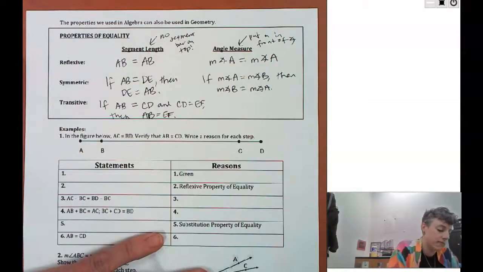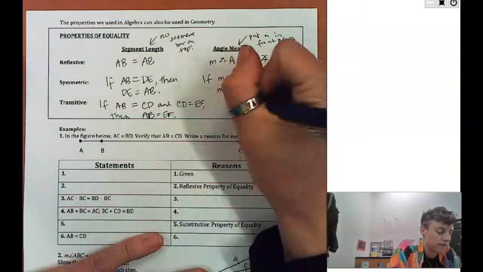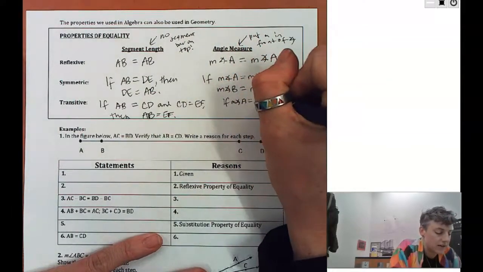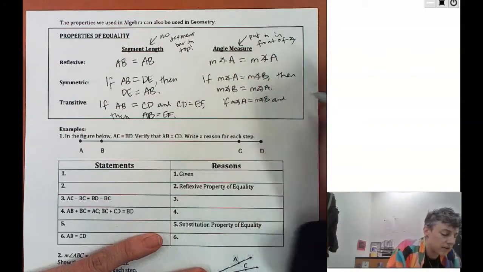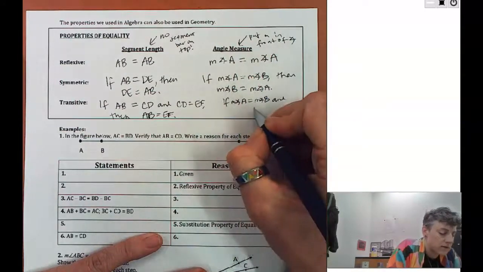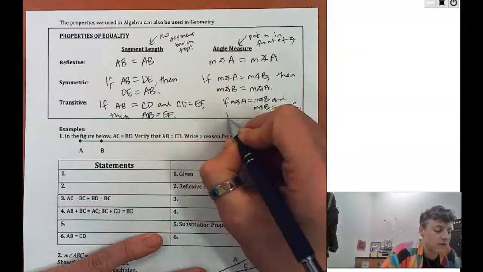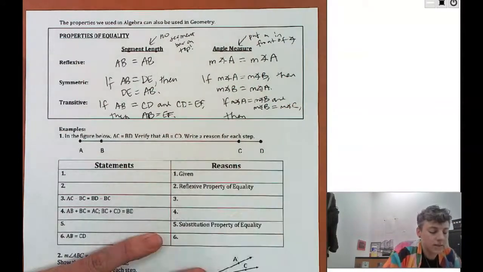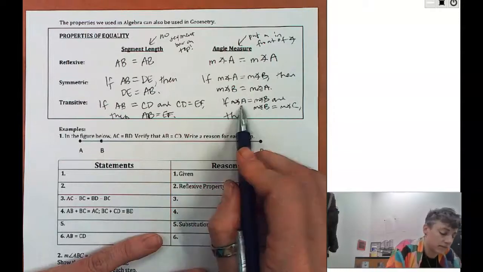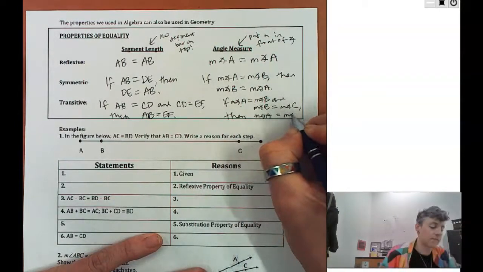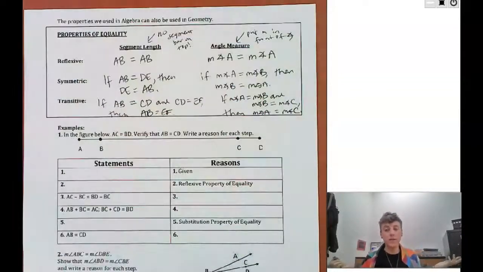So cool. Angle measure version. If the measure of angle A equals the measure of angle B, and the measure of angle B equals the measure of angle C, then the measure of angle A is going to equal the measure of angle C. You can skip right over angle B. Skippity skip.